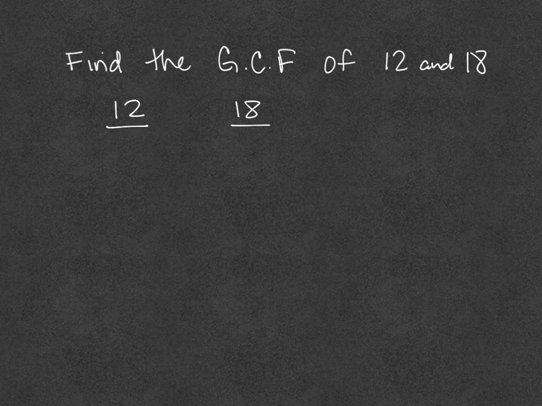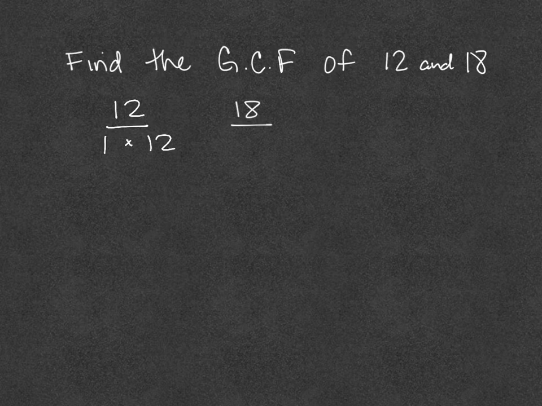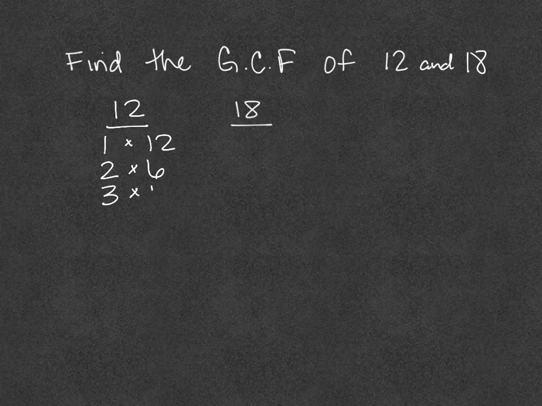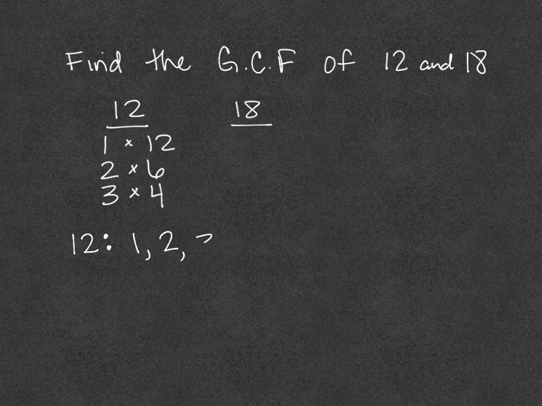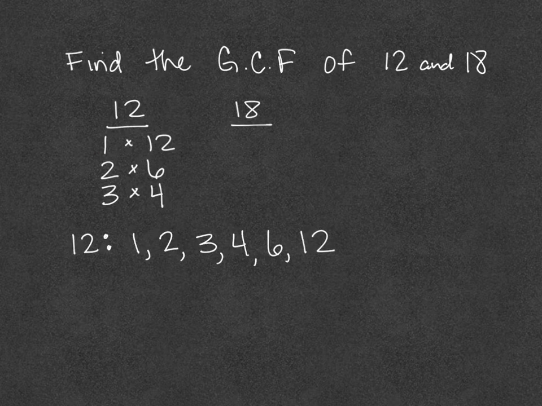And I usually just kind of list them out. I try to keep them in an order. So I'll go 1 times 12. Then I can do 2, so 2 times 6. And then how about 3? Yeah, 3 times 4. That's going to be it, though, because once I go to 4, it's already there, and it's just going to work its way back up. That's why I try to keep it in an order here, because then it works its way back up over here. So all of my factors for 12 are 1, 2, 3, 4, 6, and 12.